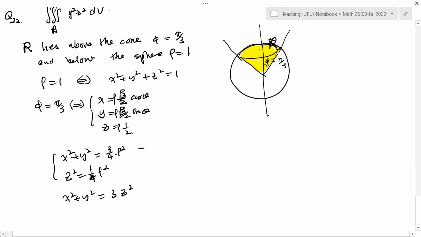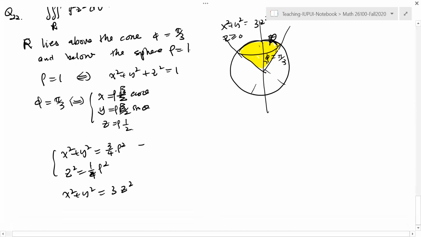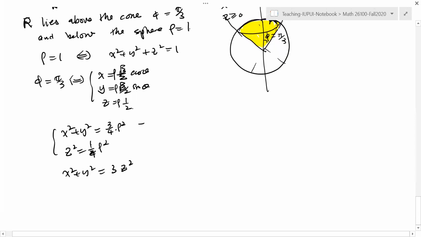So this equation, the cone, can also be described by this equation. This is a cone. Now we can assume that z is greater than 0, because otherwise it describes the two parts: one above the xy plane, the other below the xy plane. So there are different ways to describe the cone. The Cartesian equation for the cone is x squared plus y squared equals 3z squared. But we probably don't need that.